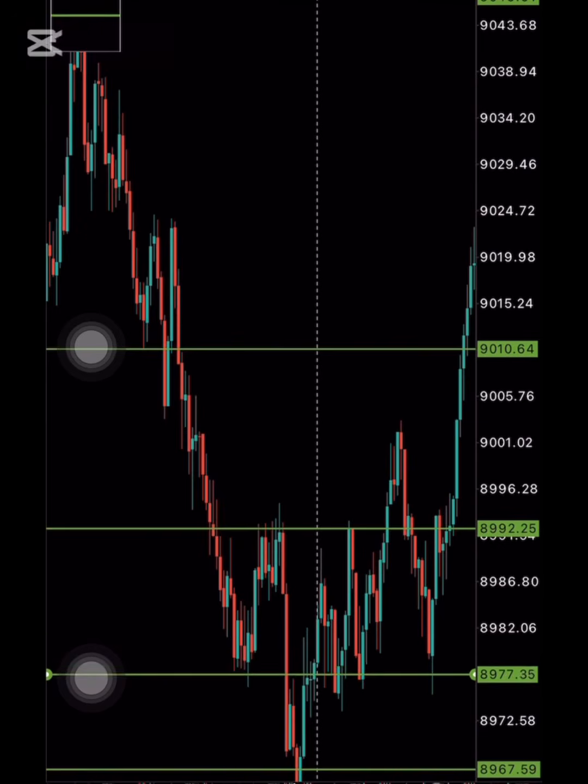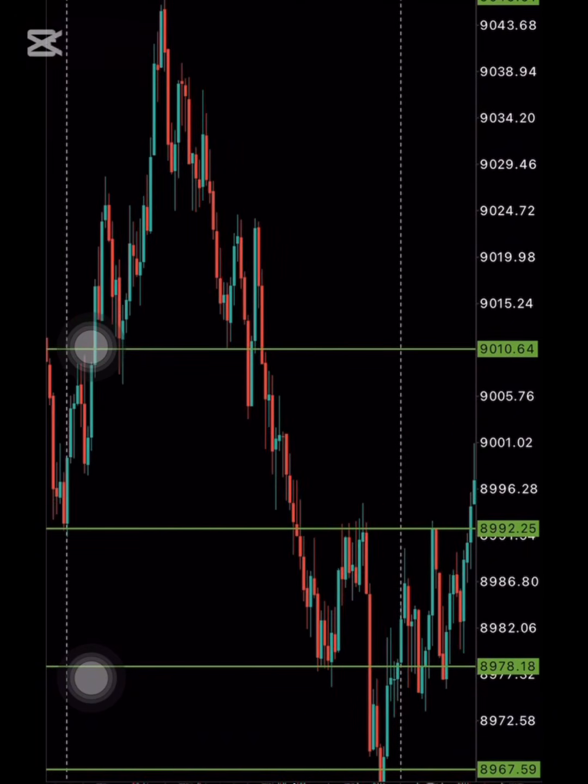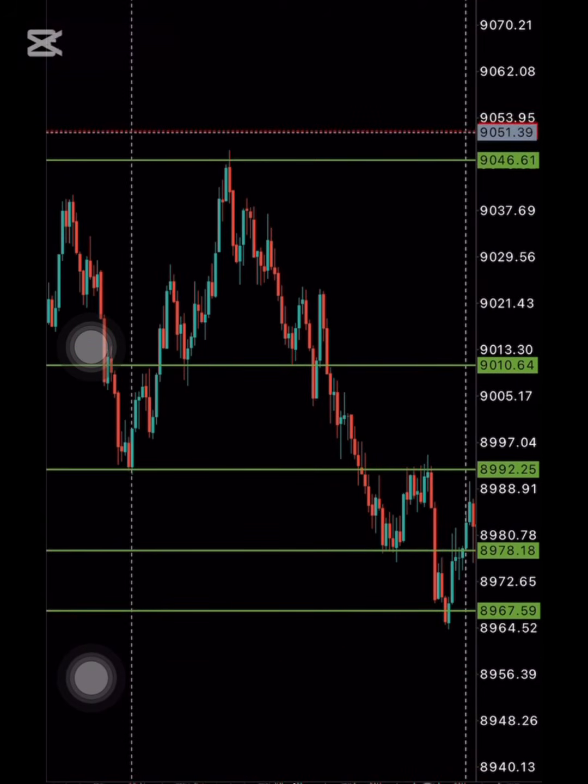This is to mark this one as well. We have a zone here. Then if we check up here also, we have a zone right here. Okay, so we'll mark it.